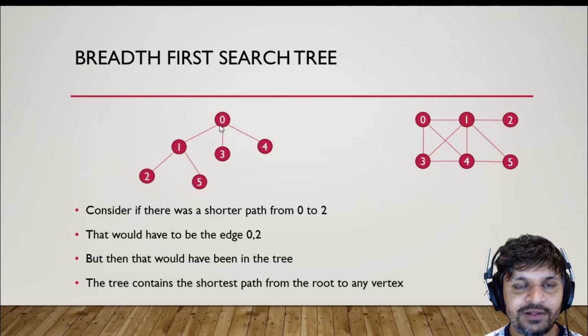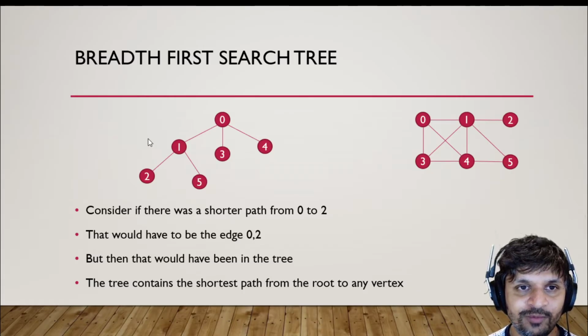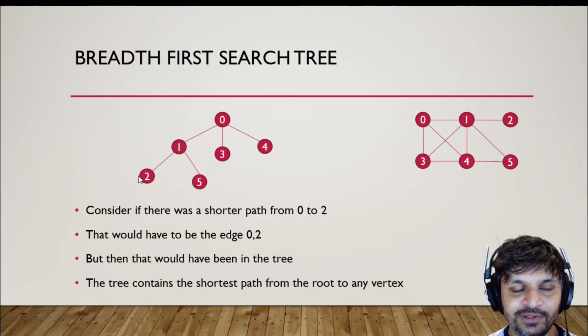Now, let's take one of the relatively long paths, the path between 0 and 2. It goes 0, 1, 2. Now, if there was a shorter path between 0 and 2, it would have to be the edge 0, 2. So this edge 0, 2 would have had to exist, right? But if the edge 0, 2 existed, then when we were looking at 0's neighbors, we would have found 2 and put 2 over here. Right?